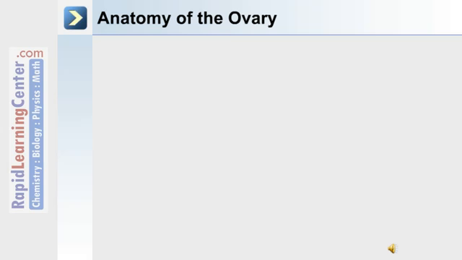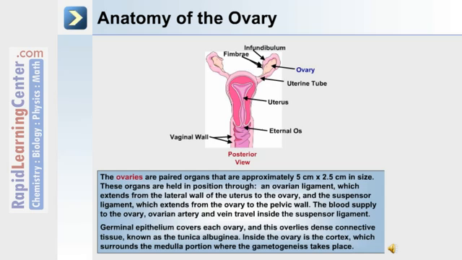The anatomy of the ovary. The ovaries are paired organs that are approximately 5 centimeters by 2.5 centimeters in size. They're held in position through an ovarian ligament, which extends from the lateral wall of the uterus to the ovary, and the suspensor ligament, which extends from the ovary to the pelvic wall.